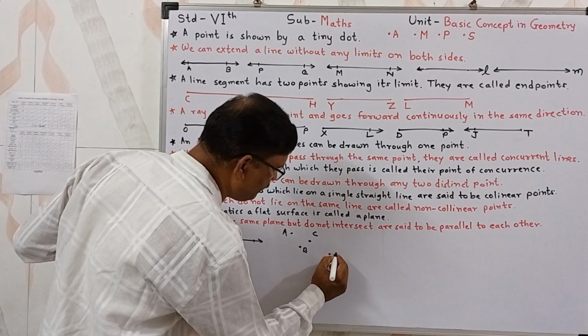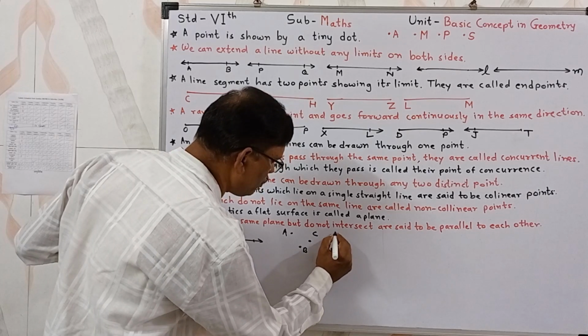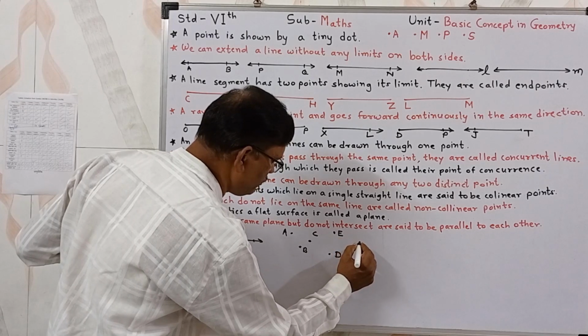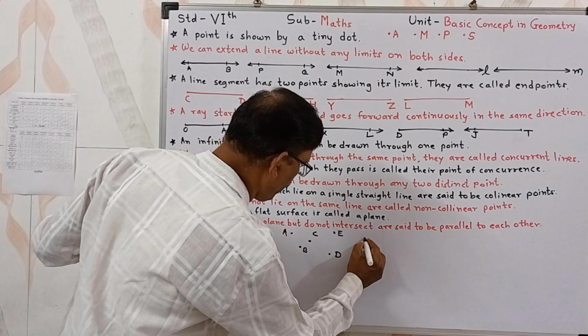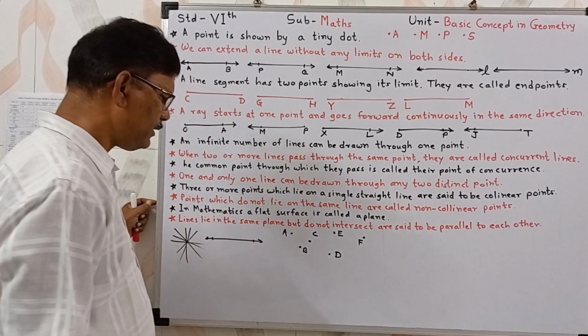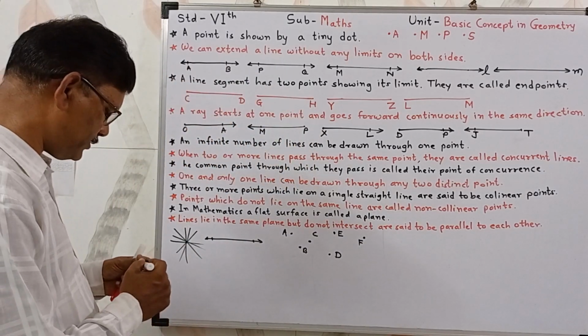Then listen, here are some points: point A, point B, point C, point D, point E, point F. Okay, these are 6 points.